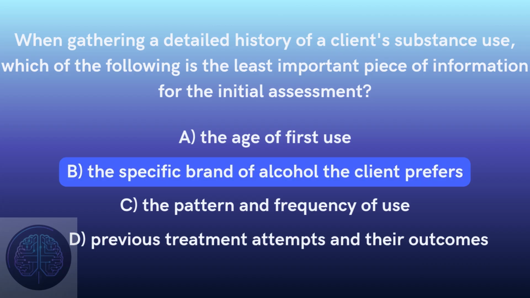The correct answer is B, the specific brand of alcohol the client prefers. While this detail might come up in conversation, it has very little diagnostic or treatment planning value compared to the other options. It doesn't tell you about the severity, chronicity, or nature of the dependence in the way that the other pieces of information do. It's a superficial detail in the grand scheme of a comprehensive assessment.